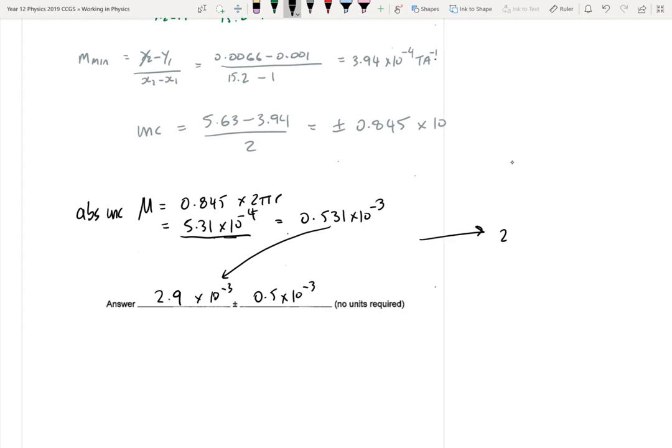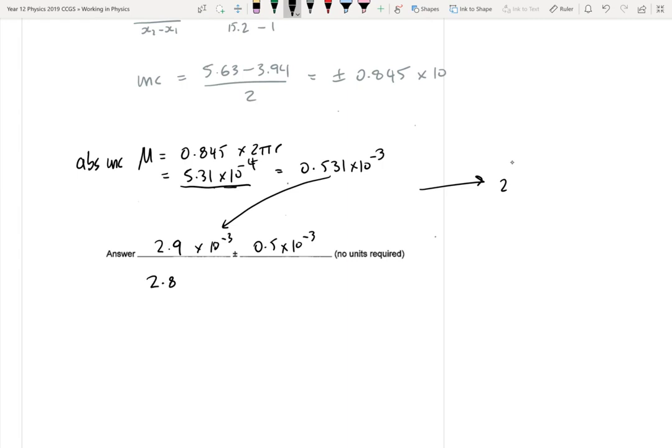Okay? So, here's what we could have done. A student could have written 2.89 times 10 to the negative 3 plus or minus 0.53 times 10 to the negative 3. That's also fine. So they would allow 3 sig fig. They're not going to penalise significant figures in this question. I would have preferred, if you have a common order of magnitude, to place it outside the brackets, but then they stuck the plus or minus there, so you can't really do that. So you just have to include your order of magnitude.